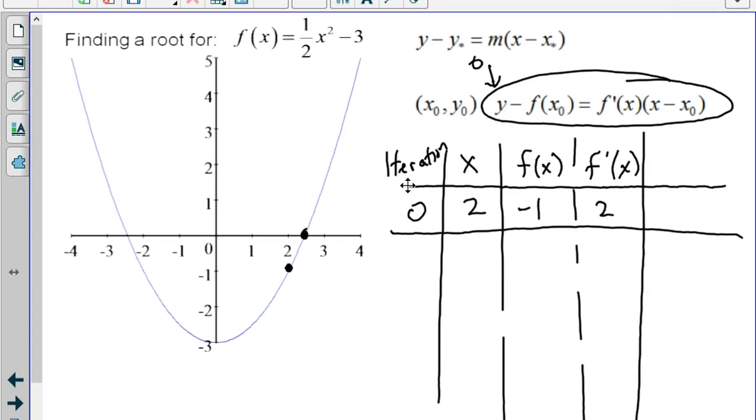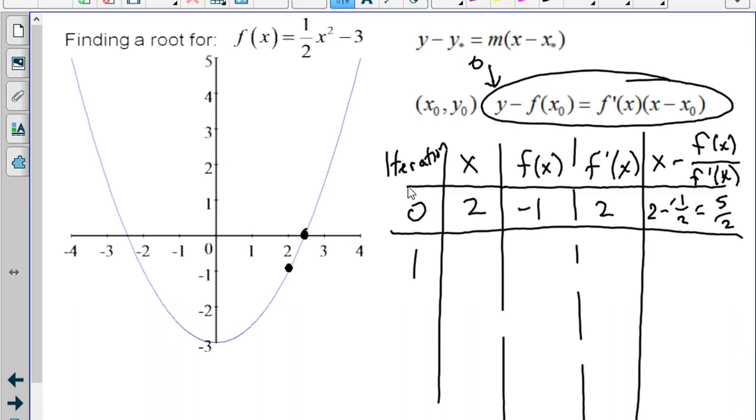Then this last spot is x minus f of x over f prime of x. Remember, that's what happened when we solved that equation at the beginning. That was our warm up. So I'm going to take 2 minus -1/2, or 2 plus 1/2, which is 5 halves, or 2.5.